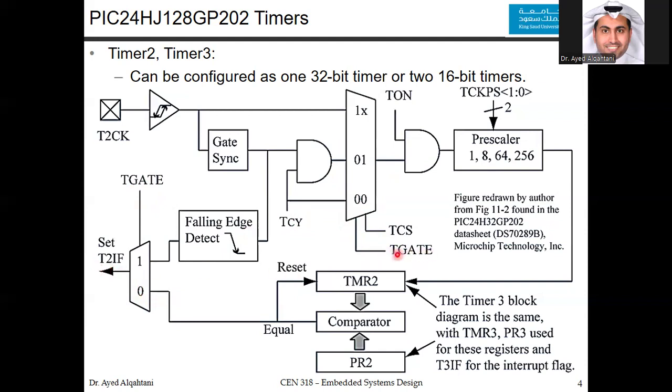Usually we have TGATE in all of our exercises and systems equal to 0, so we won't touch this block in the future. Now here we said for the whole block diagram, Timer 2 clock, TMR2, PR2, and so on. You would see, for example, here, Timer 2 interrupt flag. If you choose Timer 3, you can replace every 2 here by 3 for the other timer. Same block diagram, same gates.